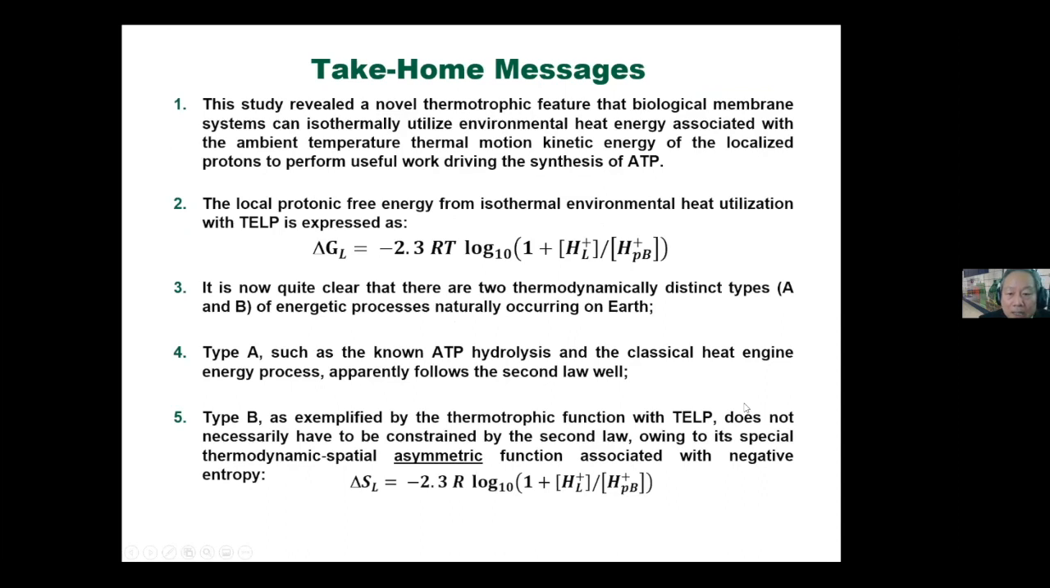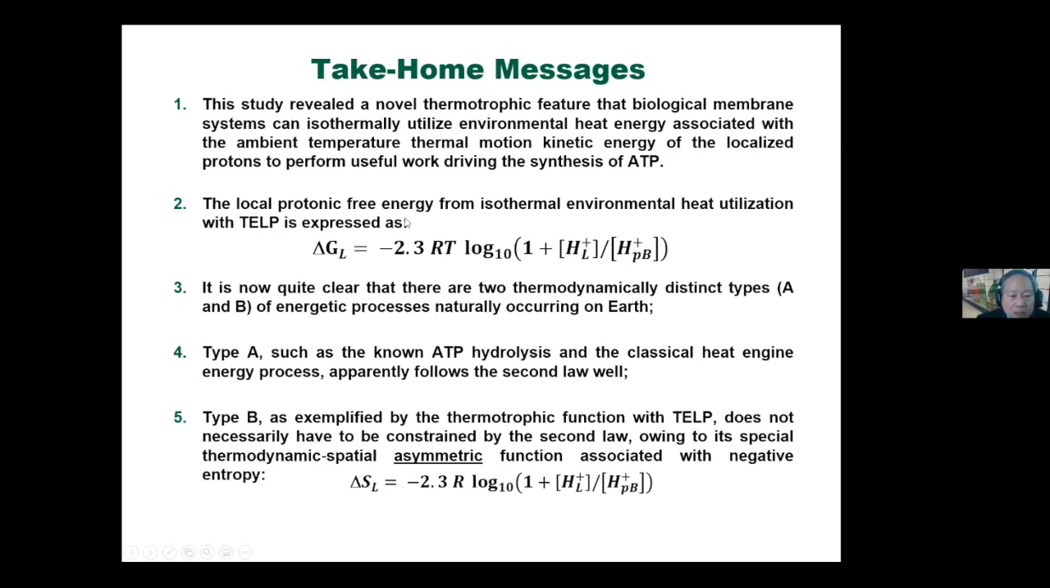And here are my take home messages. I'm going to probably stop here because of time. So basically, the key message is that this study reveals a thermal tracker feature, that the biological membrane system can isothermally utilize environment heat energy associated with ambient temperature thermal motion kinetic energy of localized proton to perform useful work, drive ATP making.